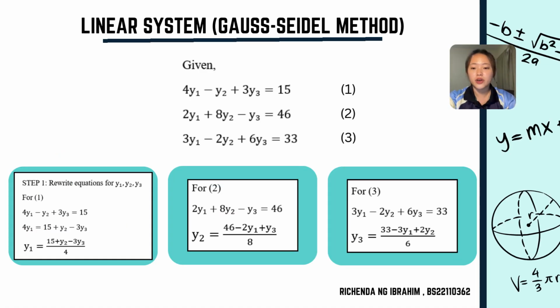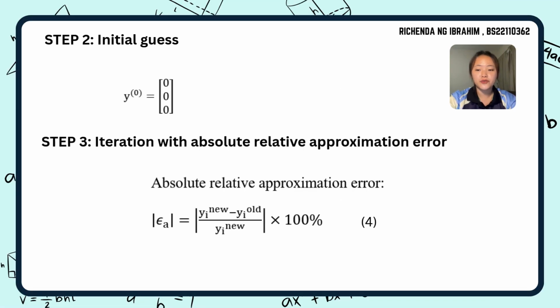For the linear system, we are given three equations: equation 1, equation 2, and equation 3. We are going to rearrange each equation to solve for one variable at a time. So these three boxes below show the rearrangement of equations 1, 2, and 3. In step 2, we start with the initial guess of 0 and we track progress using the absolute relative approximate errors using equation number 4.